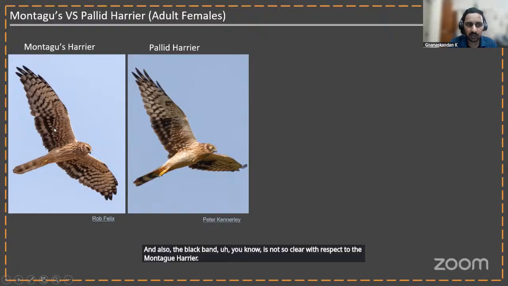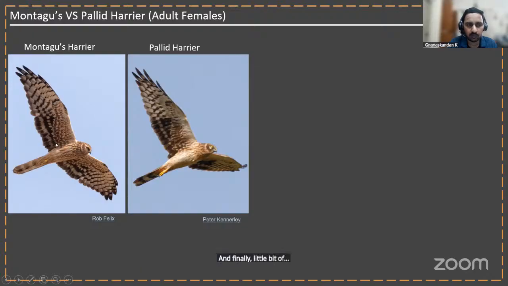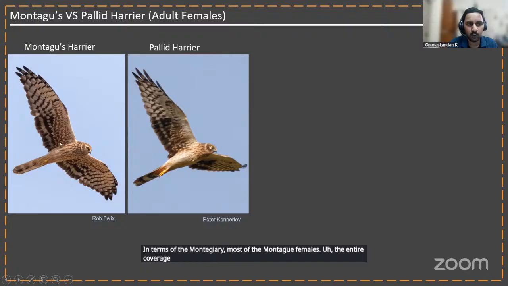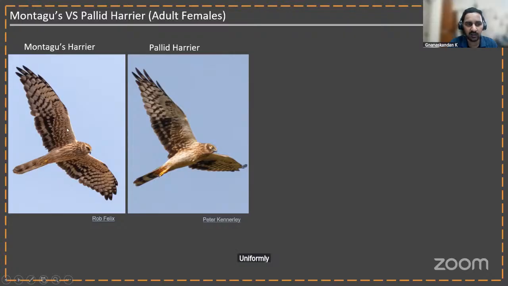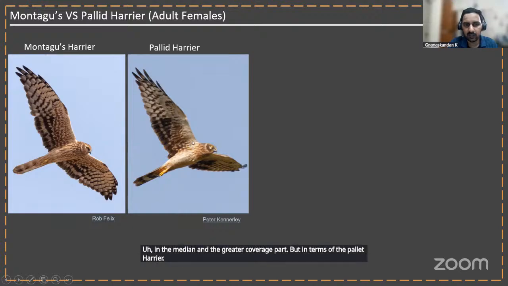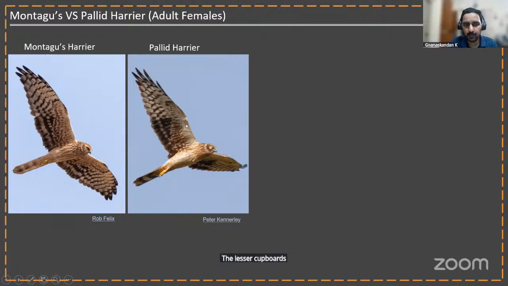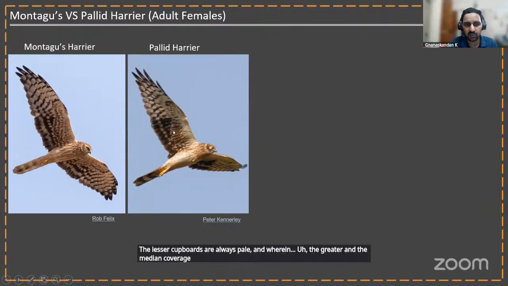And finally, a little bit of concentration on the coverts. In the Montagu's Harrier, in most Montagu's females, the entire covert part is uniformly streaked. It is less streaked in the lesser coverts, but it is densely streaked in the median and the greater coverts. Whereas in the Pallid Harrier, the lesser coverts are always pale, and the greater and the median coverts are streaky.